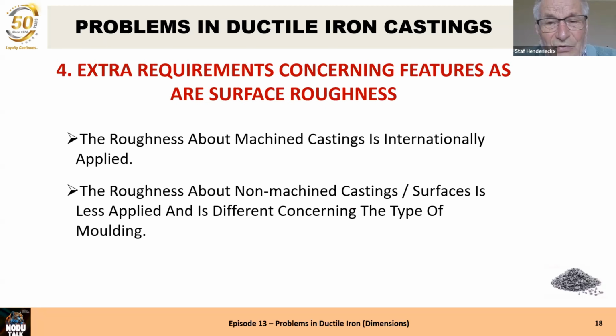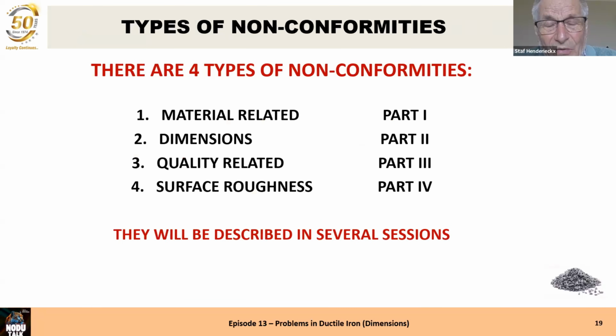So we have also seen that the roughness about machine castings is, let's say, internationally applied and accepted, but the machine castings is not for the foundry. That's for the customer who has to do it. But the roughness about the non-machined casting surfaces is less applied and different, mainly depending on the type of molding we have. And we will see that during the whole series.